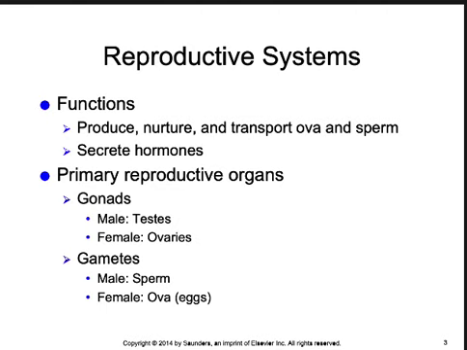The primary reproductive organs are the gonads. In the males, those are the testes, and in females, those are the ovaries. The male gamete is the motile gamete, that's the sperm, and the female gamete is the egg. Remember that if you can produce eggs, you are a biological female. If you can produce sperm, you are a biological male.